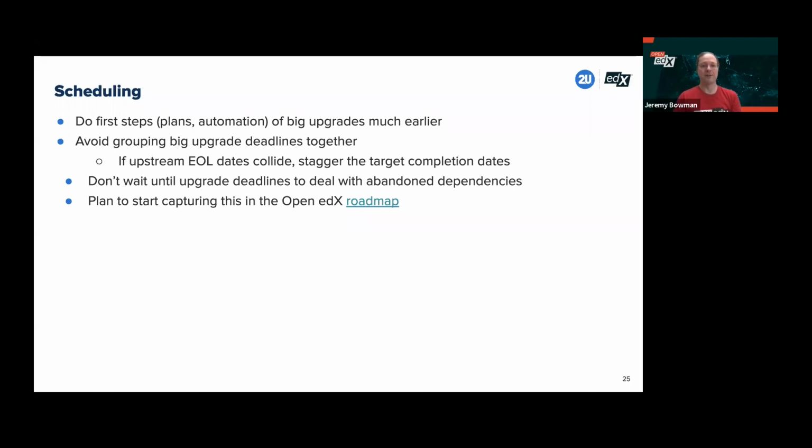And we don't want to wait until we're doing a major upgrade to deal with the fact that we have some dependencies that have been abandoned upstream. We need to be a little more proactive about this and deal with that when we're not in a rush to get a big upgrade done. It's like, hey, this library is not being maintained anymore. We've got about 12 months before that's a real problem. Let's start now and figure out what to do about it and get that work scheduled. And we plan to capture these upgrade information in the OpenEdX roadmap. There's a link to it here for when you get the slides.